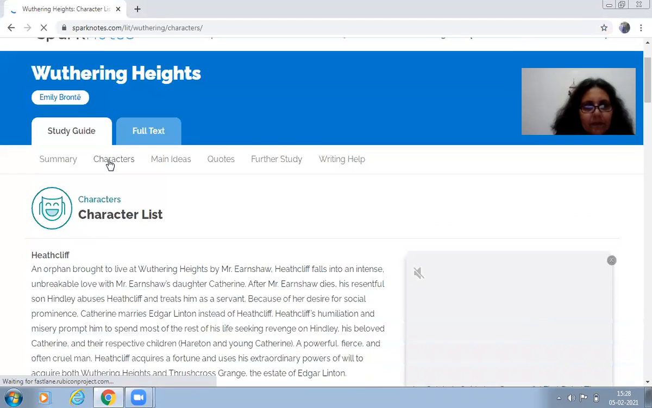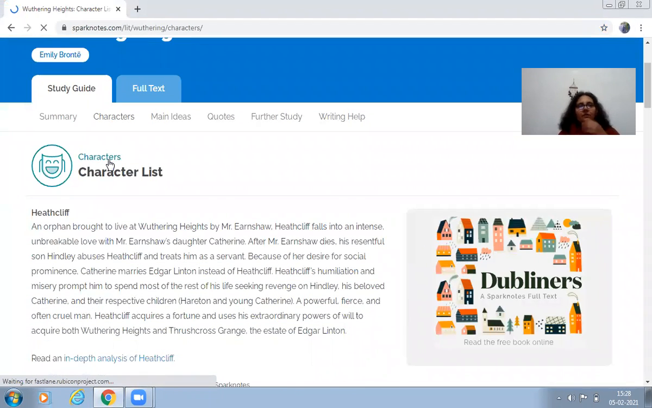Note down these characters. The first important character in the novel is Heathcliff. Heathcliff is an orphan. Mr. Earnshaw goes on a trip, and somehow he finds Heathcliff, and he becomes sympathetic to that child and brings him home. When Heathcliff comes to Earnshaw's family, he has a very special bond with Mr. Earnshaw's daughter Catherine.